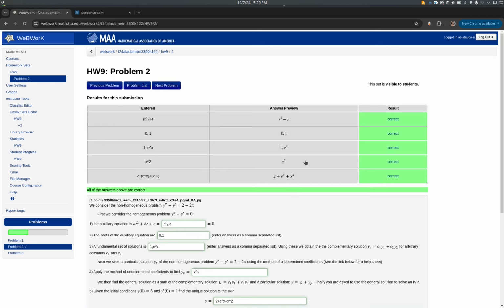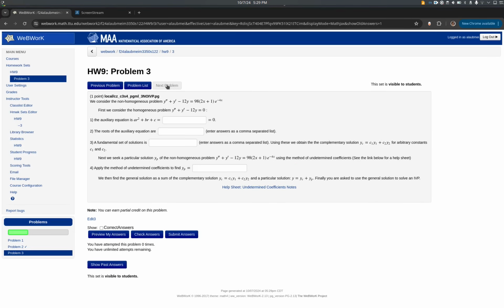And it is. So that's how we do that problem. The next problem that was requested was problem 3. So I'm going to write that down real quick. Y double prime plus y prime minus 12y is equal to 98 times 2x plus 1 e to minus 4x.